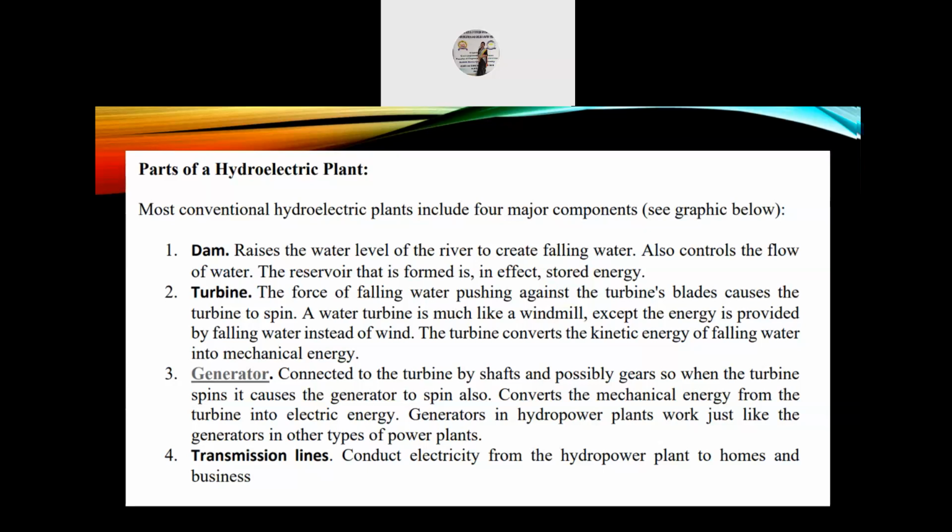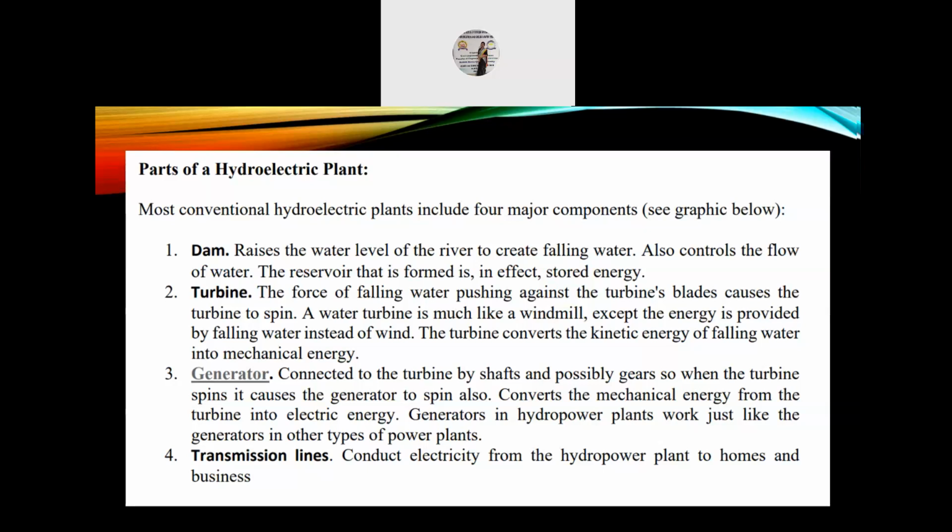Number 2, turbines. The force of falling water pushing against the turbine's blades causes the turbine to spin. A water turbine is much like a windmill except the energy is provided by falling water instead of wind. The turbine converts the kinetic energy of falling water into mechanical energy.